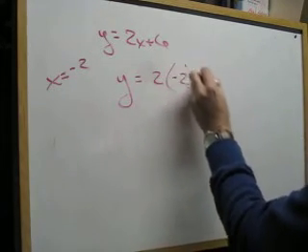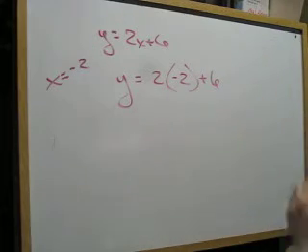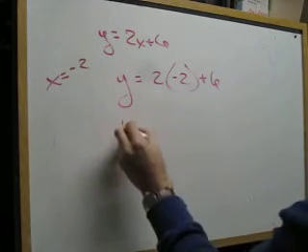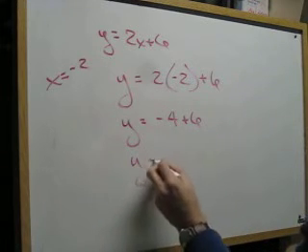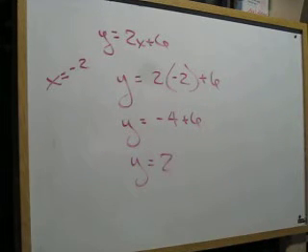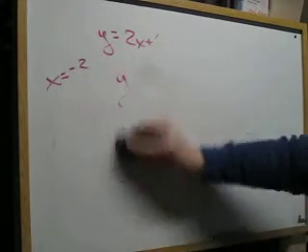Sometimes it might be more than one place, and we just put that -2 in wherever we see it. So y equals negative 4 plus 6, y equals 2. So that's really all we're doing here. Got some basic formulas that they're going to give you.